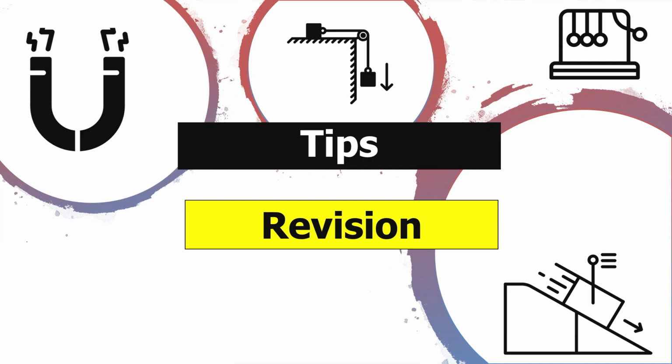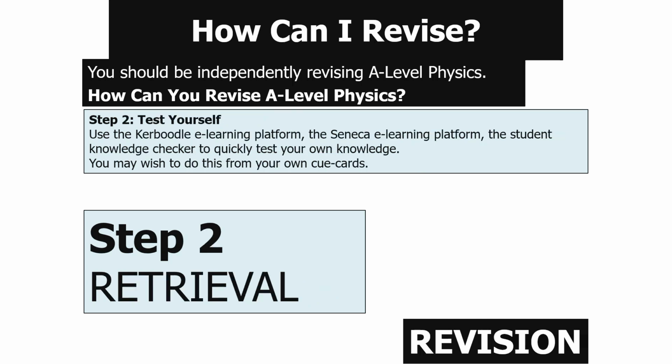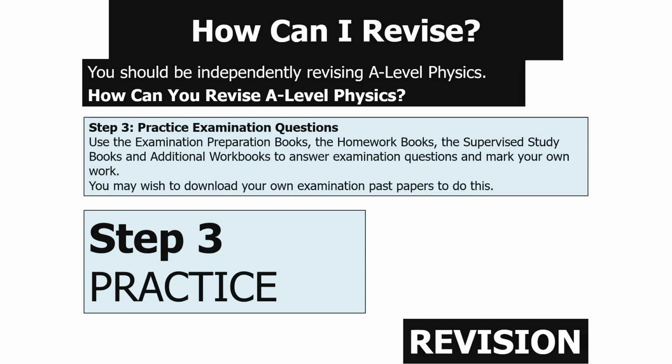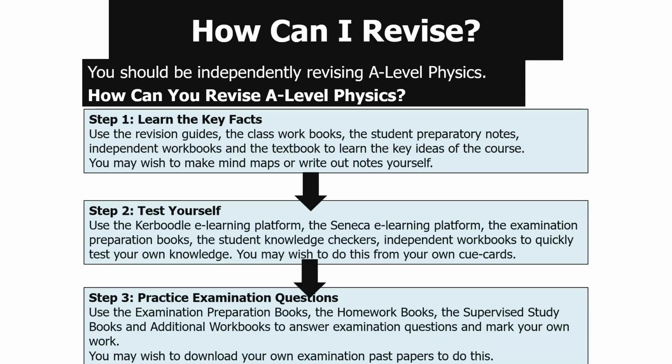So how should you be revising for AQA A-Level Physics? Well, the first step is to learn the key facts. Use revision guides, student prep books, class workbooks and the textbook to learn the key ideas of the course. Then test yourself. Use things like Caboodle, Seneca and the student knowledge checkers to quickly test your own knowledge. Then finally, use exam practice books, homework books, supervised study books and additional workbooks to answer exam questions and to mark your own work. So learn the key facts, test yourself, and practice exam style questions.